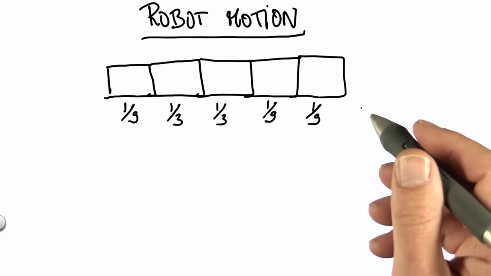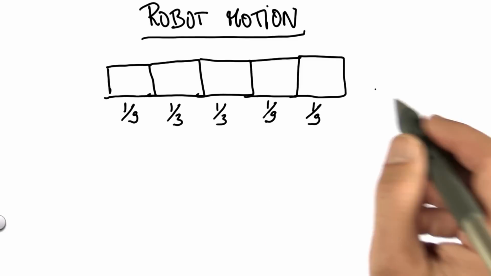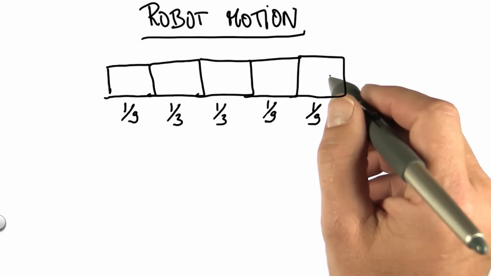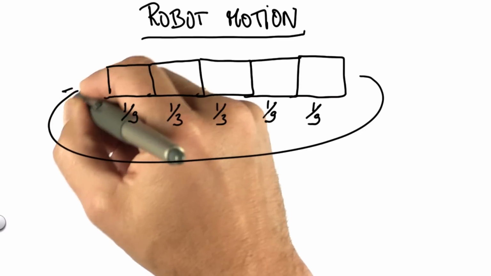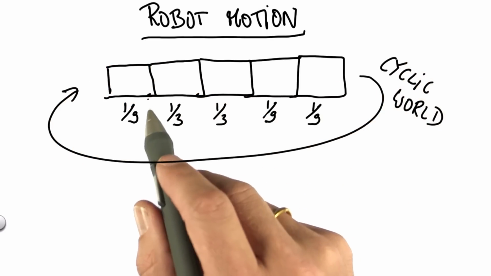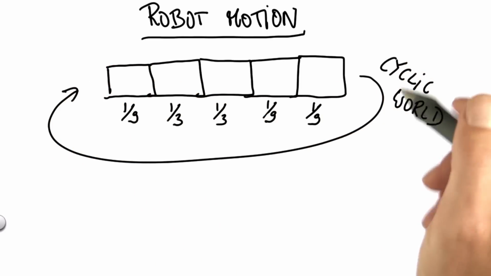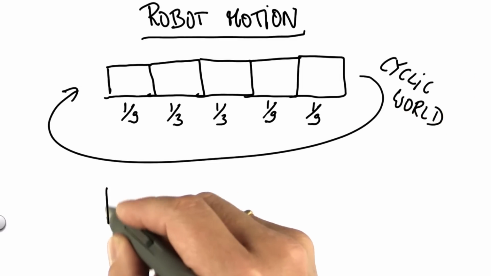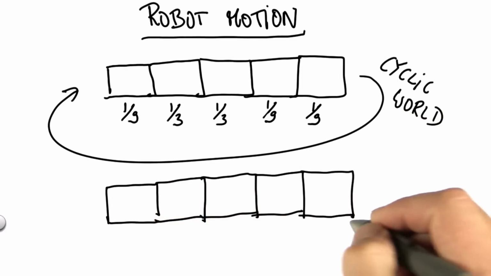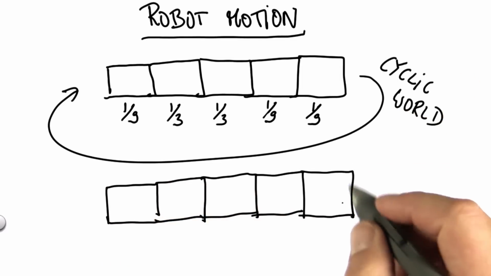In effect, the way we're going to program is that we assume the world is cyclic. So if it drops off the rightmost cell, it finds itself in the leftmost cell. Suppose we know for a fact the robot moved exactly one grid cell to the right, including the cyclic motion. Can you tell me, for all these 5 values, what the posterior probability is after that motion?